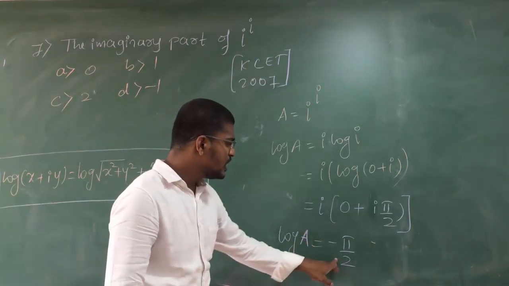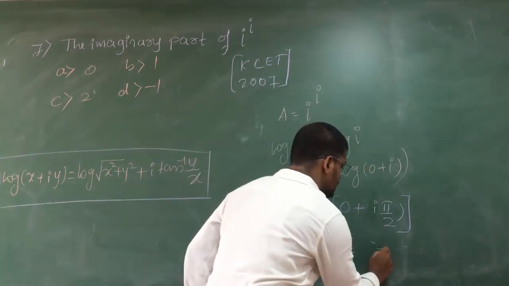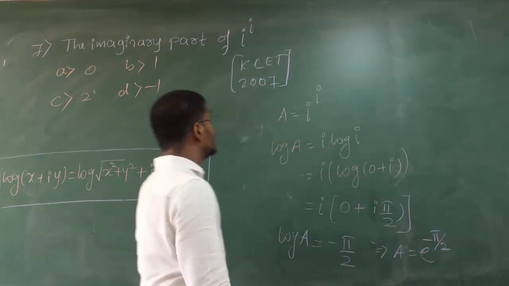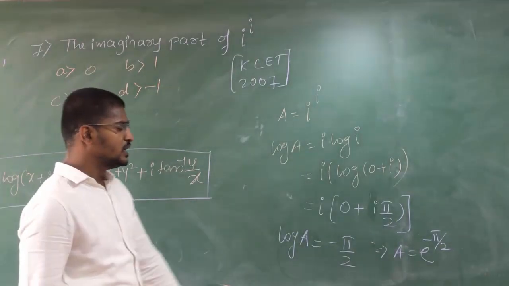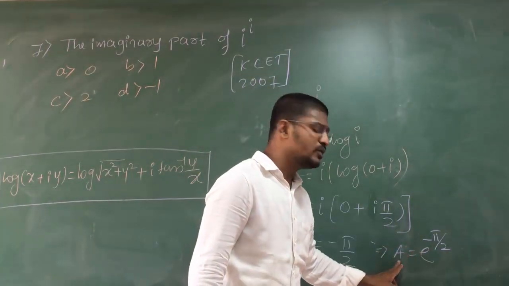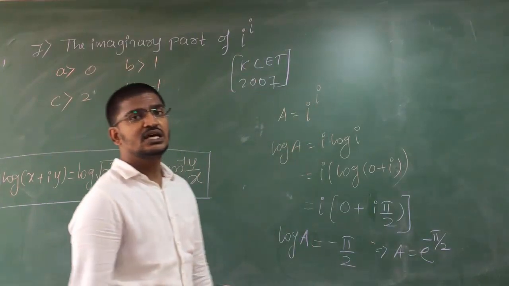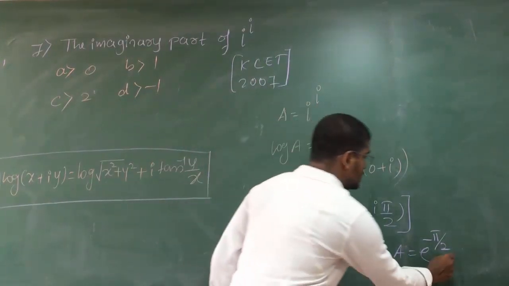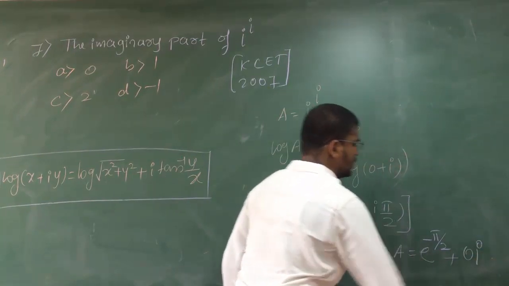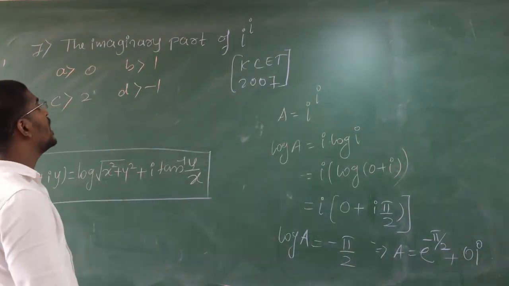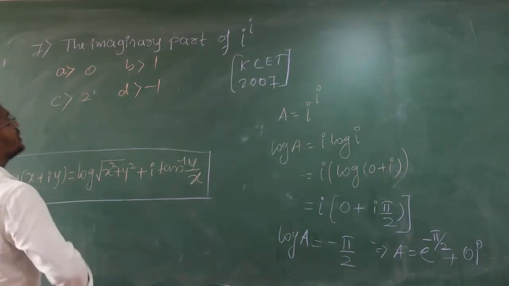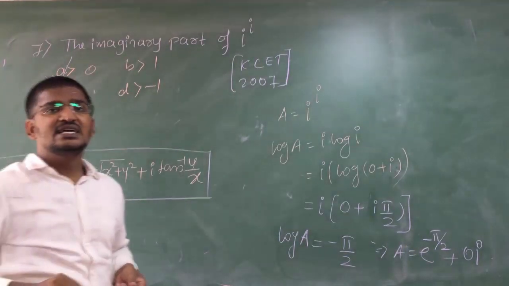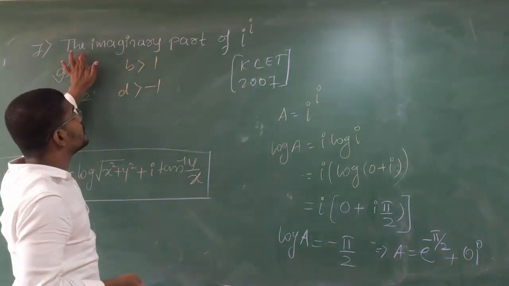If I take the exponential on this side, what are you going to get? a equals e to the power of minus pi by 2. So you are going to get e to the power of minus pi by 2 equal to a. Then what is your imaginary part? See here, this is 0 plus i. You can write it as 0 plus i. So therefore your imaginary part is 0. Your imaginary part is 0 for this particular problem.